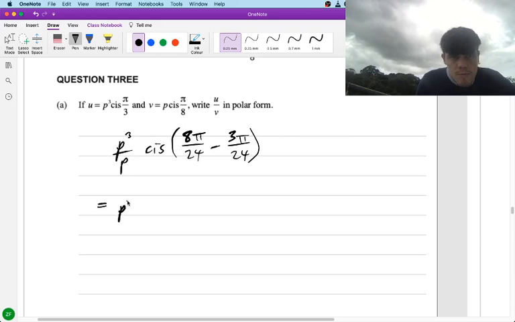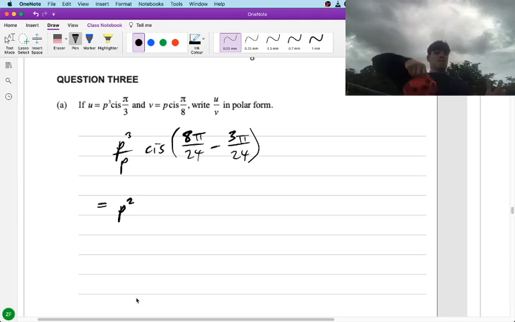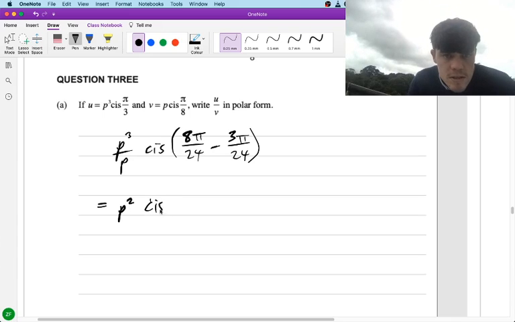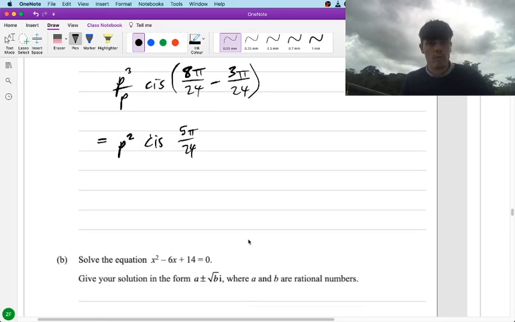So that becomes p squared, cis, and then 8 minus 3 is 5, so it's 5 pi over 24. Okay, cool, and that's already in polar form.